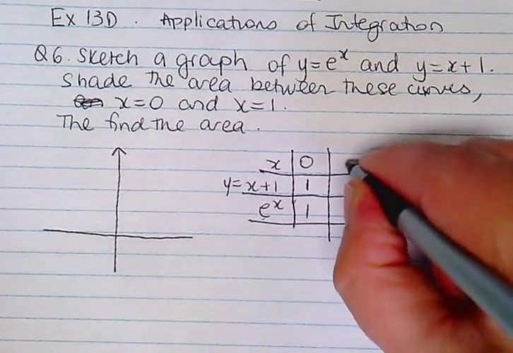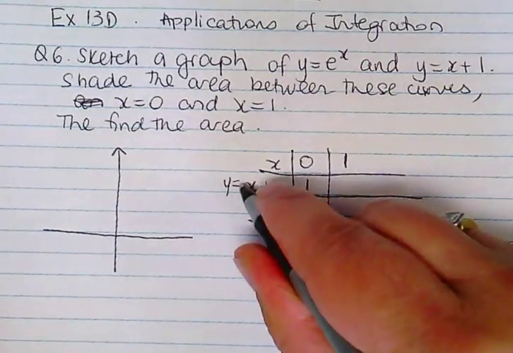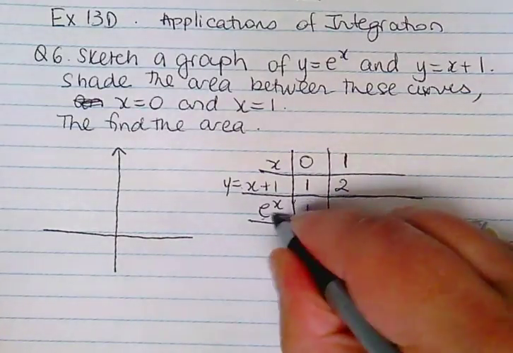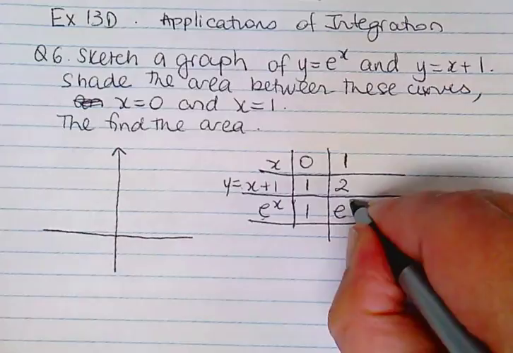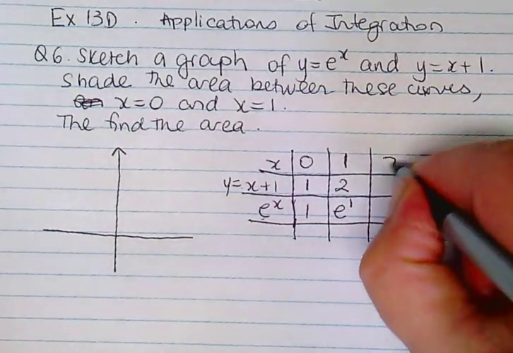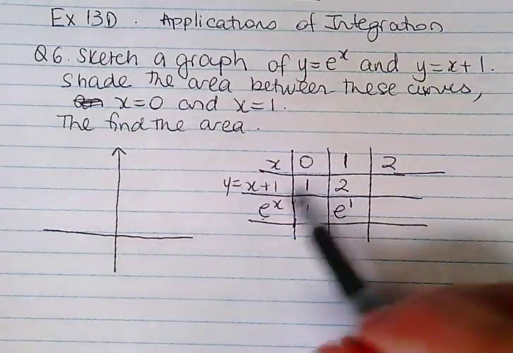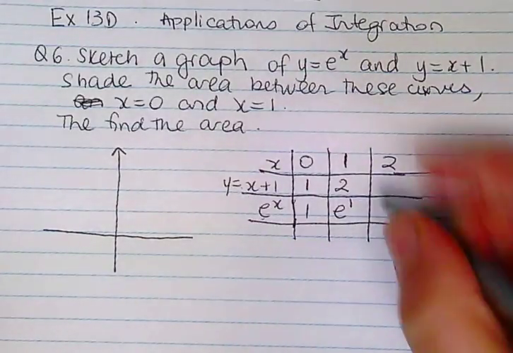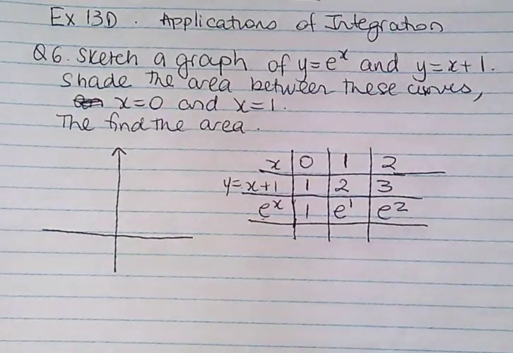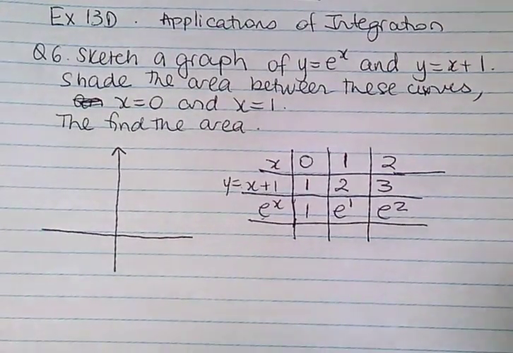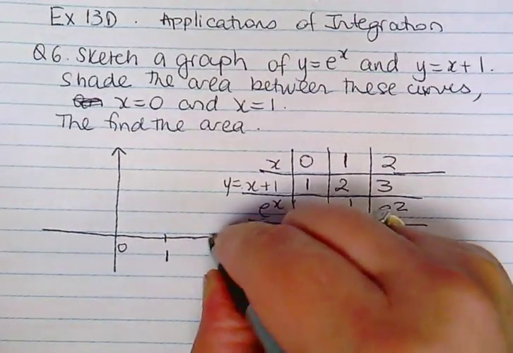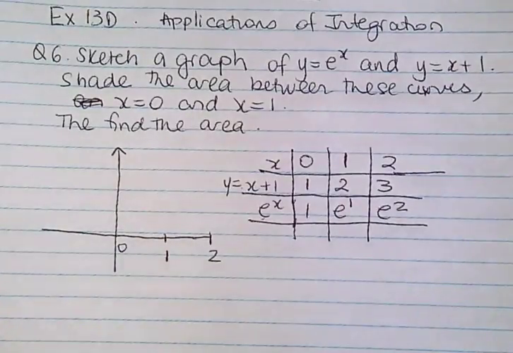Now when x is 1, the curve y equals x plus 1 gives 1 plus 1 is 2, and we'll have e to the 1 as well, which is just e, which is approximately, remember, 2.7. When x is 2, we've got that y is 3, and here we've got e squared. So I really need to sketch x is 0 and 1, since I want the shaded area between those, but I might start to do the 2.